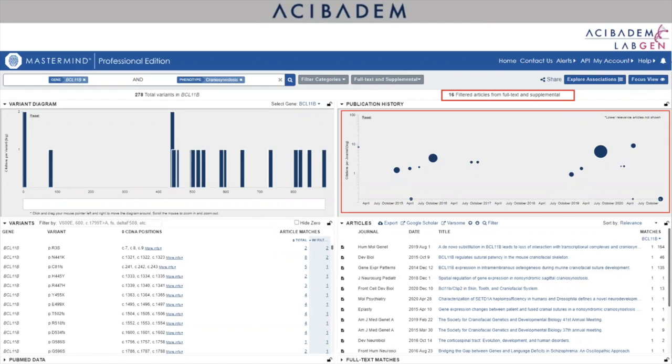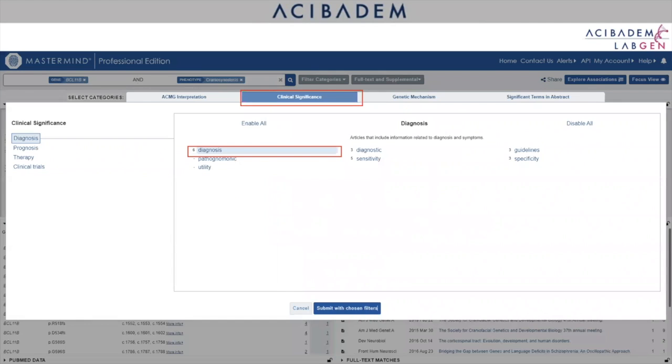Then to quickly check how many papers about diagnosis of a patient there are, we use the filtering categories here. And we filtered the results by clinical significance and diagnosis. And you can see the number of papers right next to the filtering criteria, even before applying the filter.